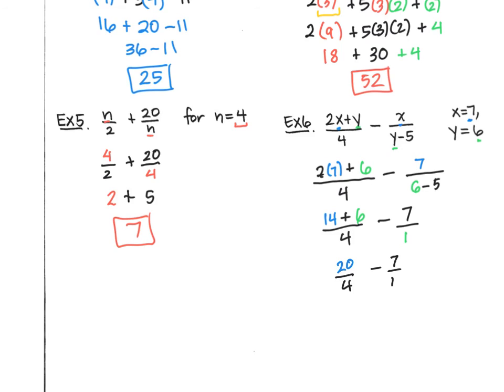Okay, now I see fractions. I'm not going to freak out. First, I'm going to see if I can divide them. And see, does 20 divide by 4? 20 divided by 4 is 5. That's okay. Minus, what's 7 divided by 1? That's just 7. So now I have 5 minus 7. I know 7 minus 5 is 2. So 5 minus 7 is actually going to be negative 2.